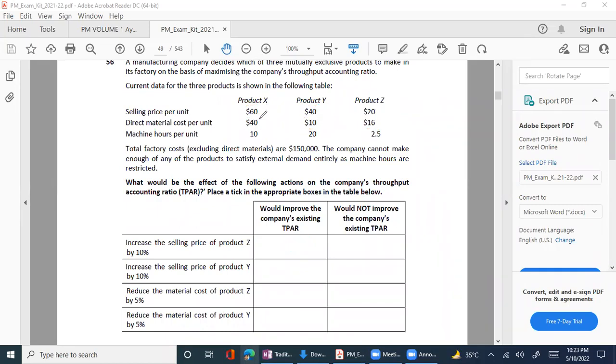First of all, we will get the throughput. Throughput is 20. This is 30. And this is 4. Then we will divide it with the time. We will get 2. 30 over 20, we will get 1.5. 4 over 2.5, what will be the answer? We will get throughput per hour. 4 over 2.5. This will be 1.6. So this is your current situation.